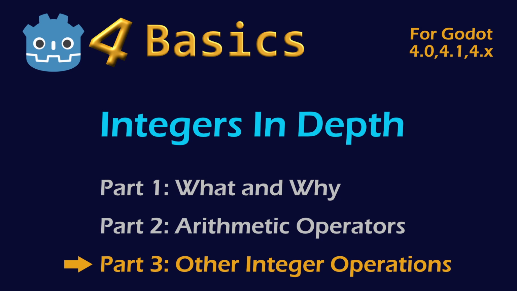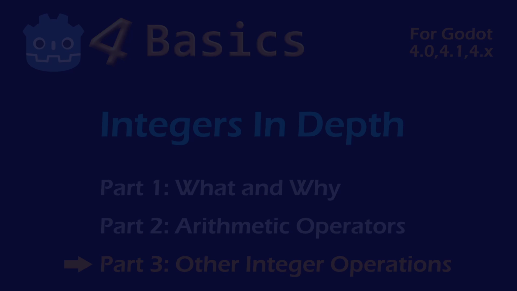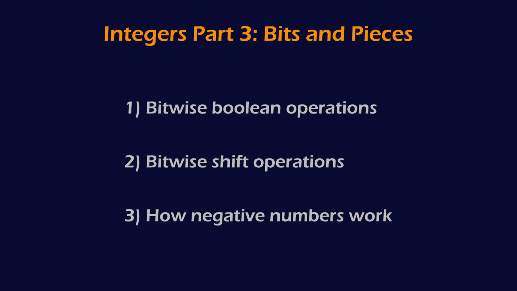Welcome to part 3 of this series about integers in GDScript 2. Part 1 covered the what and why of integers. Part 2 covered integer arithmetic, overflow behaviour in arithmetic, and maths with other data types. This part is about bitwise operations on integers, and, as promised, I will explain how negative integer values work at the end of this episode.